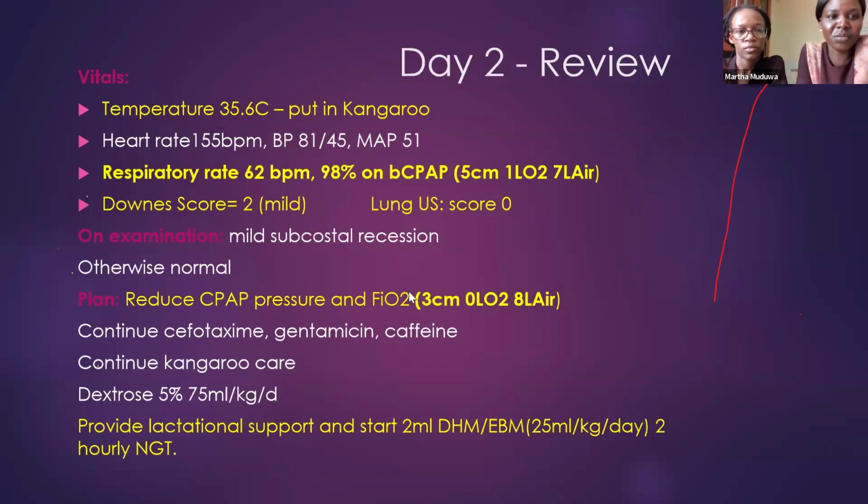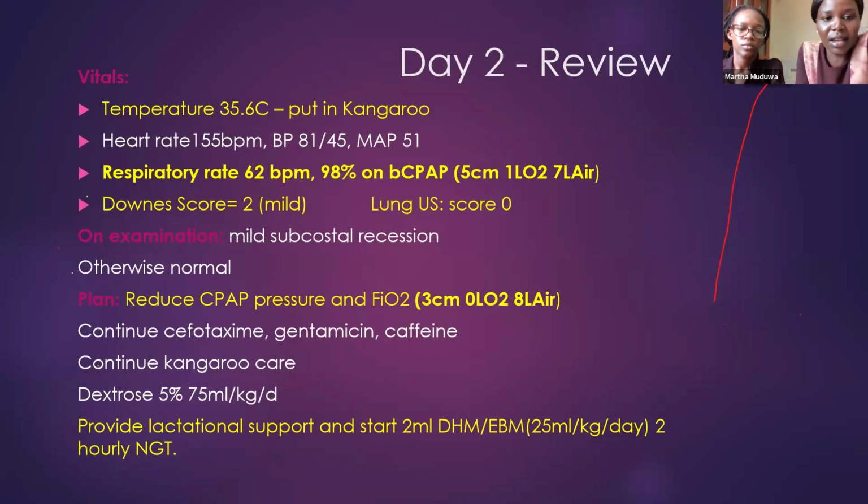Then the plan of management on that day was to reduce the CPAP pressure and the FiO2 to 3 centimeters of pressure, 0 liters of oxygen, and 8 liters of air. Because at this point, our baby was saturating well, there was no need for high amounts of oxygen. And then we had to continue with the antibiotics. And then the caffeine to prevent the apneas of prematurity, the dextrose, 5%, so that we keep the baby hydrated. The KMC had to continue, and then the lactational support.